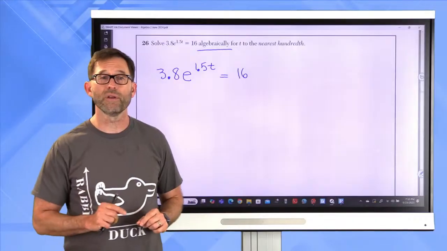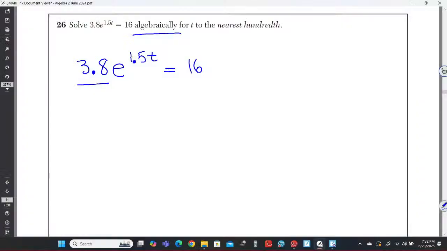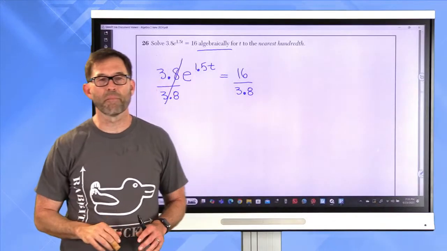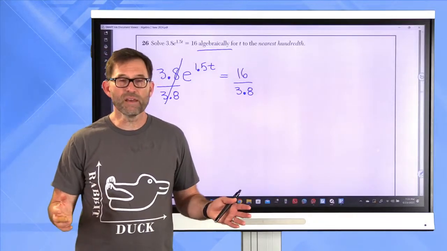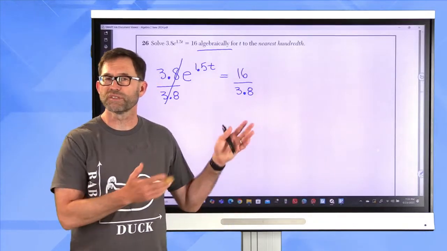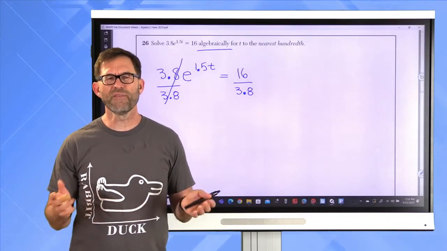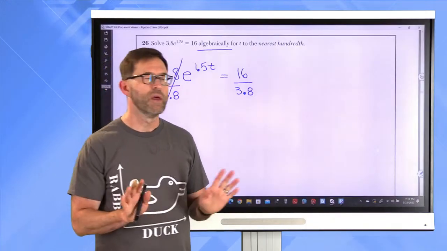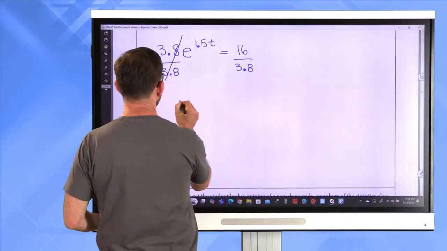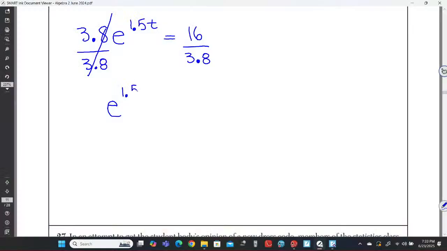So the first thing I'm going to do is divide both sides by 3.8. What I'm not going to do at this point is figure out what 16 divided by 3.8 is. If it was a nice number, like 16 divided by 4, sure, okay, no worries. But 16 divided by 3.8 is a little bit messy, all right? So for right now, I'm just going to hang out at e to the 1.5t is equal to 16 divided by 3.8.